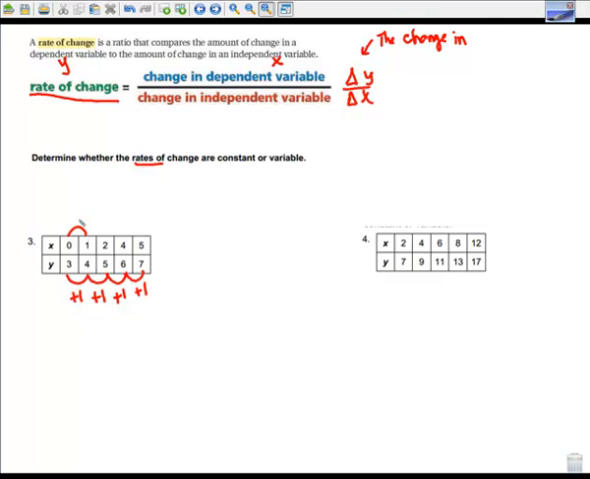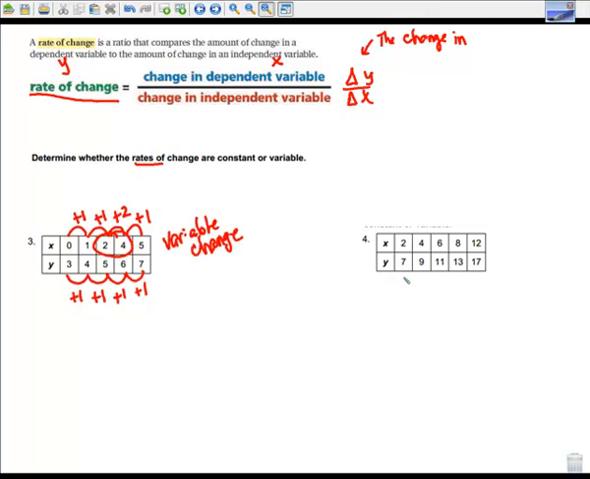So my change in x, from 0 to 1 I add 1, 1 to 2 I add 1, 2 to 4 I add 2, and 4 to 5 I add 1. So it's not a constant rate of change because of this part right here. Everywhere else it was 1 to 1, but here now it's 1 to 2. So this is a variable change. So if I were to graph this out, it would not look like a line.